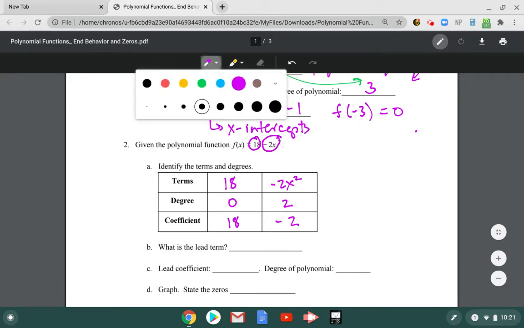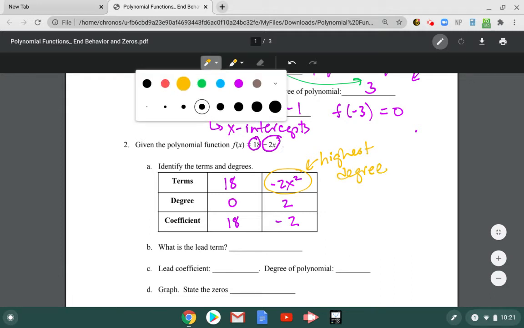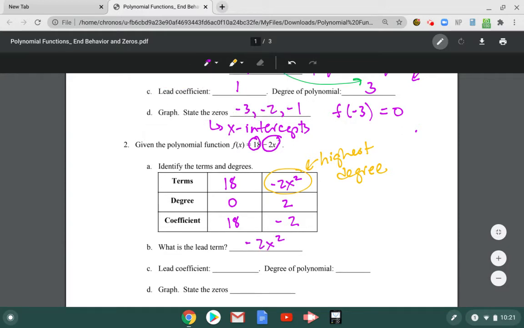For this one, it was not given to us in descending order. The -2x squared showed up second, but we still take the highest degree term to designate that lead term. So the lead term is -2x squared. The lead coefficient then is -2, and the degree is 2. I'm just getting both of those from the lead term. -2 is its coefficient, 2 is its degree. Now I want to graph and state its zeros. This is a quadratic. This is a degree 2.